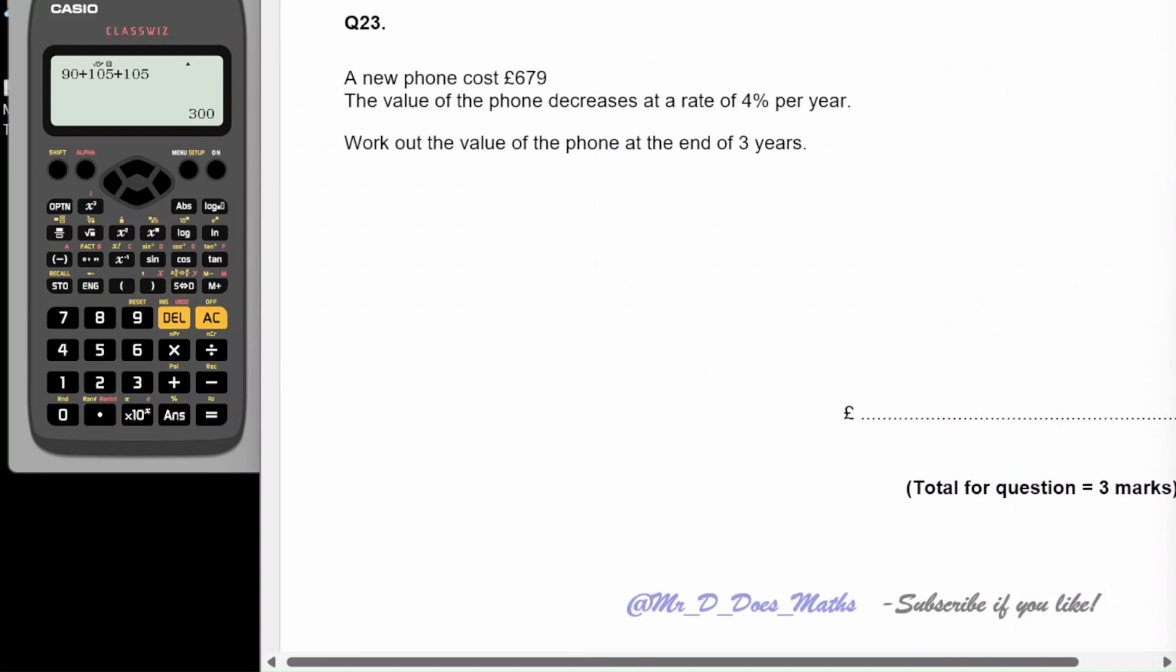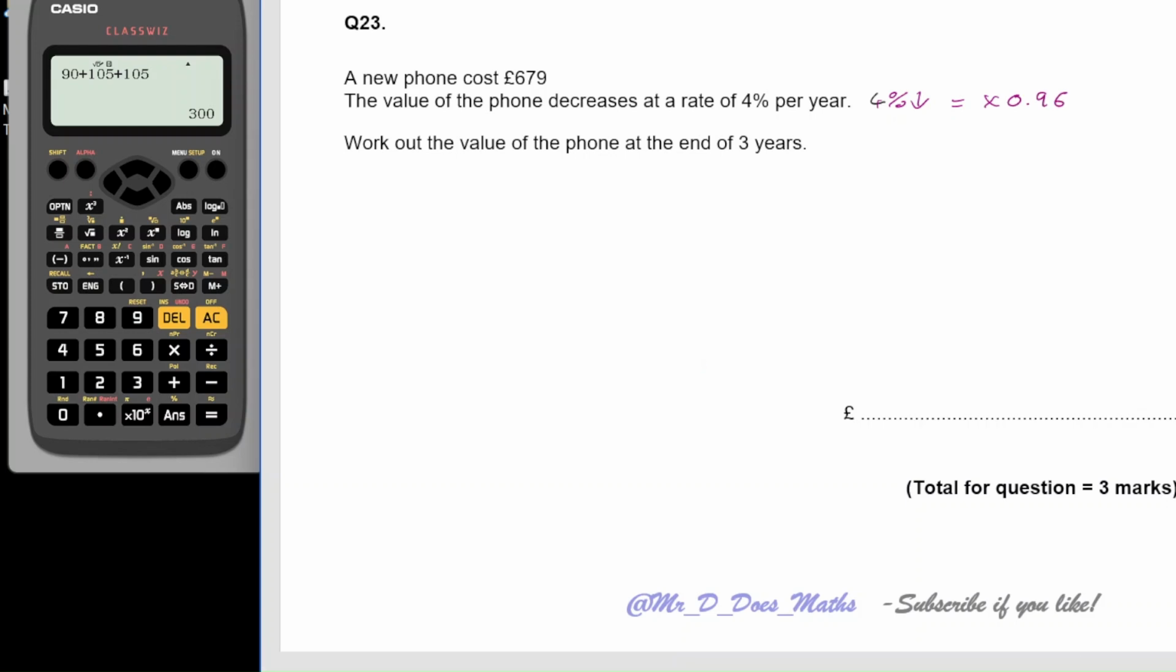A new phone costs £679. The value of the phone decreases at a rate of 4% per year. Work out the value of the phone at the end of the 3 years. So I'm going to say that a 4% decrease is going to be equal to a multiplier of 0.96, because we want to find 96% of the original price each year. And to do this, I take the original value, I times by the multiplier to the power of the number of years.